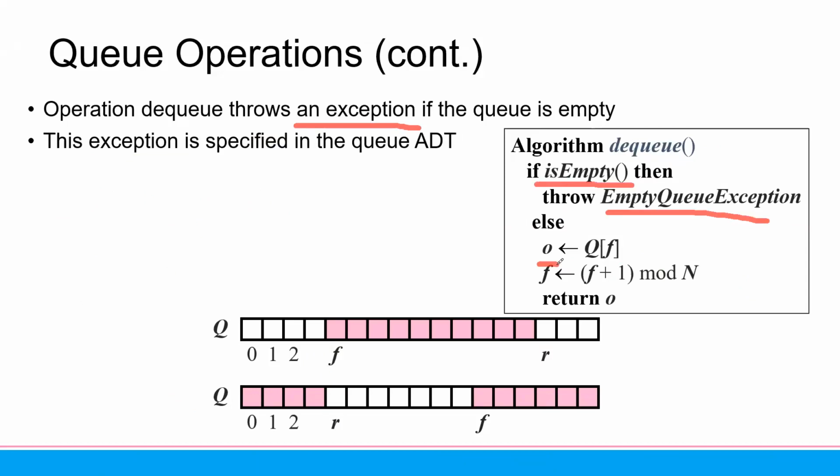then check the object. I would like to remove the object from the queue at index f. f is the front index. And then I need to change the front index: f plus 1 mod n will be the new f. And I will return o to show the dequeue.